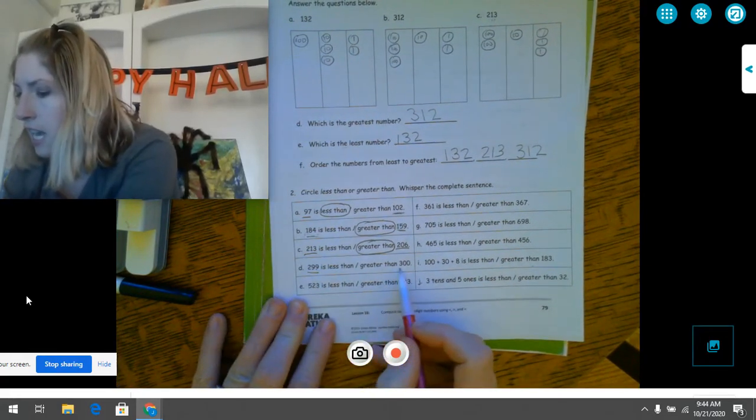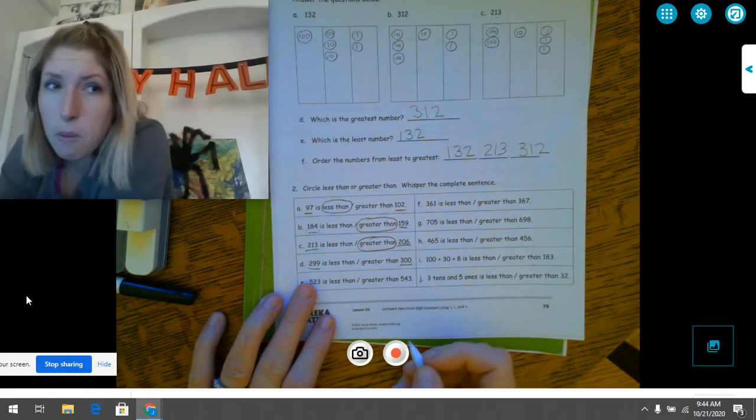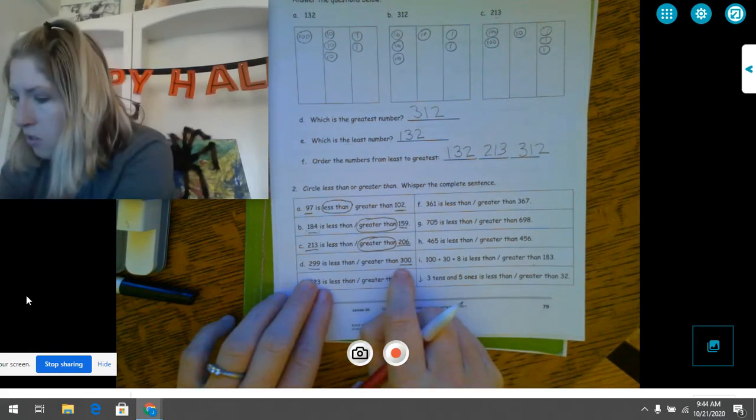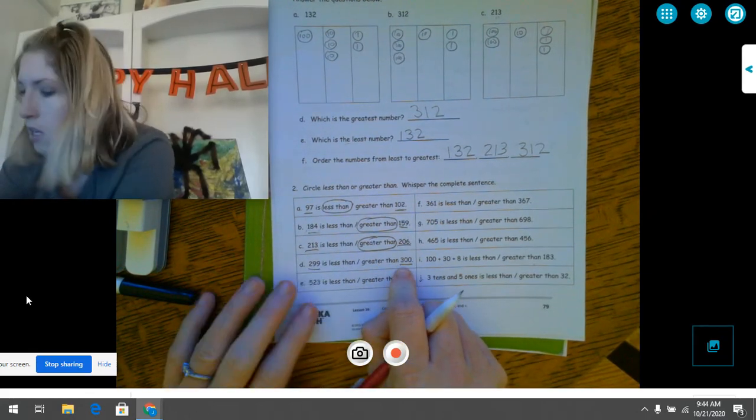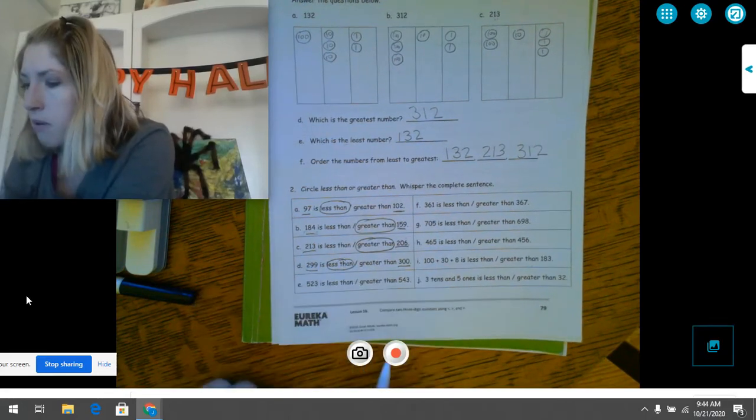299 is less than or greater than 300? 299 is smaller than 300, right? There's a 3 in the hundreds place and a 2 in the hundreds place. So we're going to say 299 is less than 300.